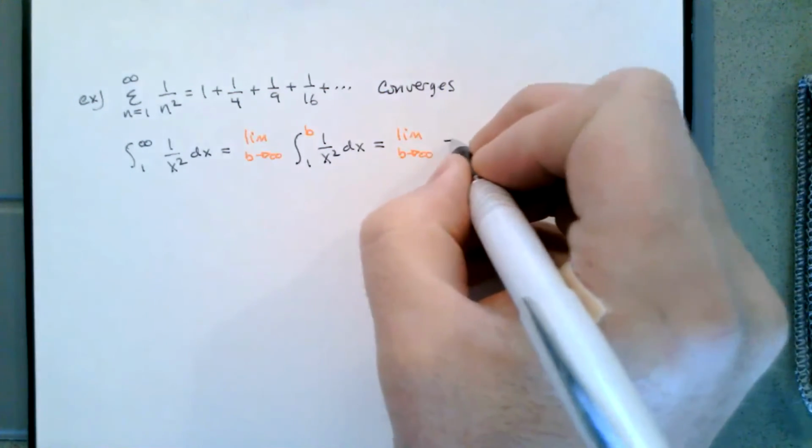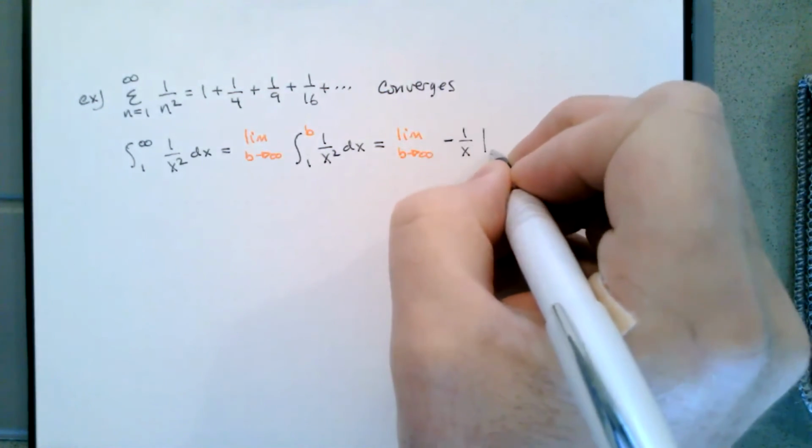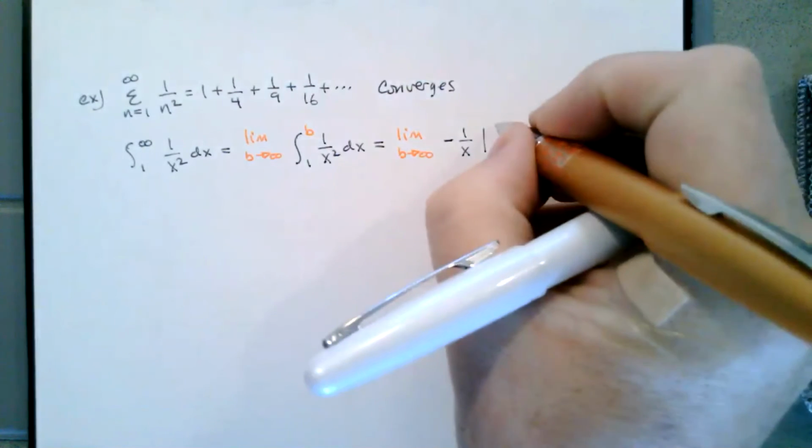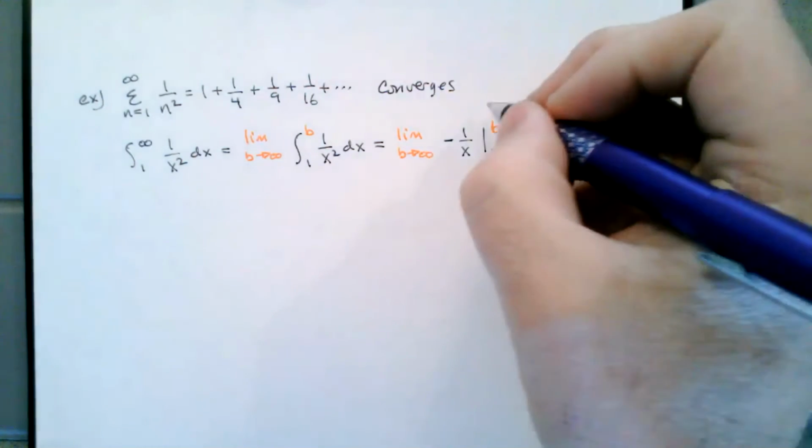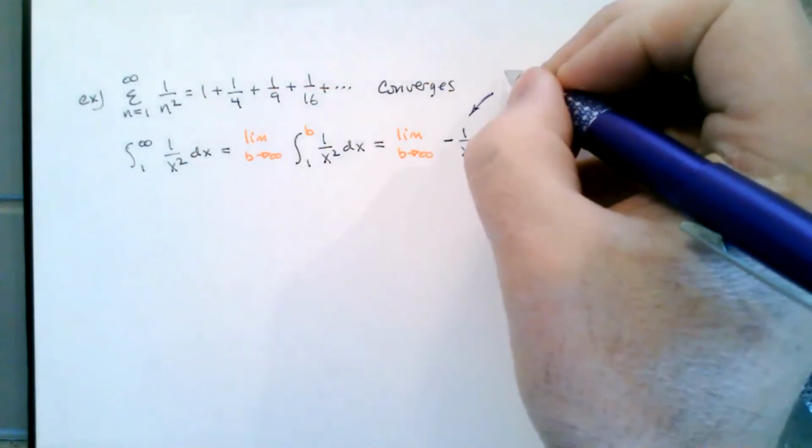So we have a minus 1 over x evaluated from 1 to b. Notice that in the antiderivative, the variable is still in the denominator. That's why 1 over x is kind of like the border between the two. If we have 1 over x to a power more than 1, when we integrate, the variable is still in the denominator. So here, in the antiderivative, the variable is still in the denominator.